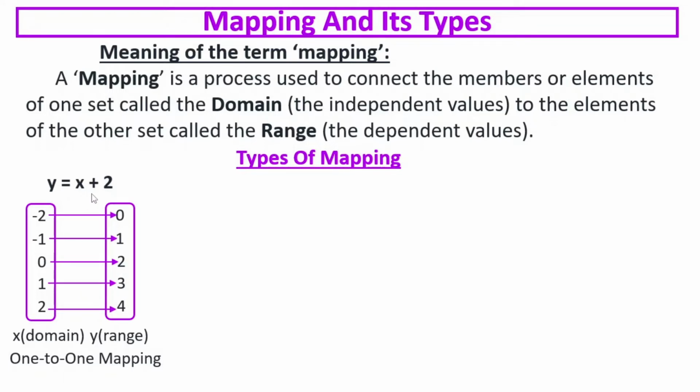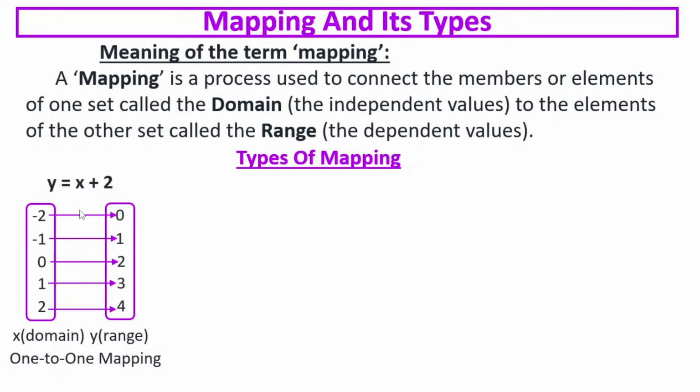And what is the process of connecting the two sets? Whatever is the value of x, you add to it plus 2. And the addition result is the value of y, which becomes a member of the range set. Hence, the range set members are the dependent values. They are dependent on the members of the domain set. Okay? The domain set members are independent values and the range set members are dependent values.